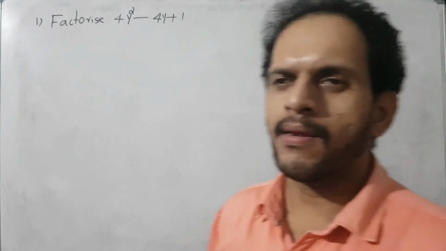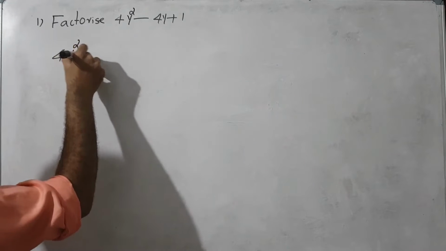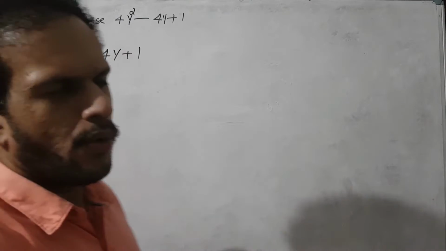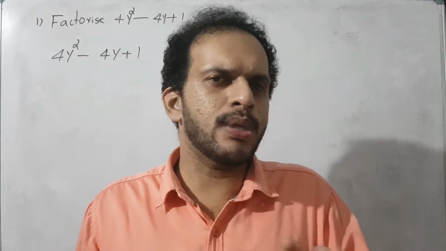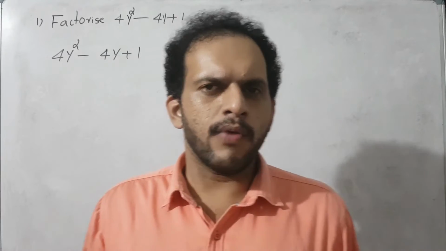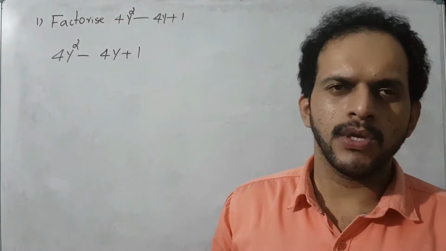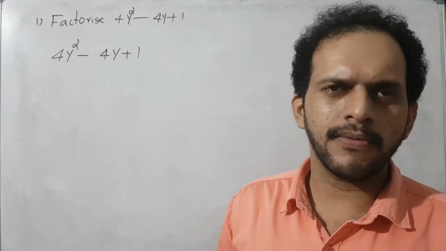So we start as usual. 4y square minus 4y plus 1. Then here we check whether it is possible to do this by using the identity. Here do we use two variables? No, we use only one variable, that one is y. So next we check whether it is possible to factorize by using the identity here.